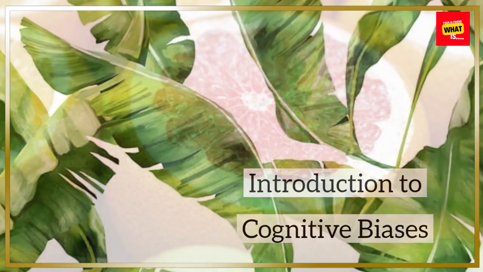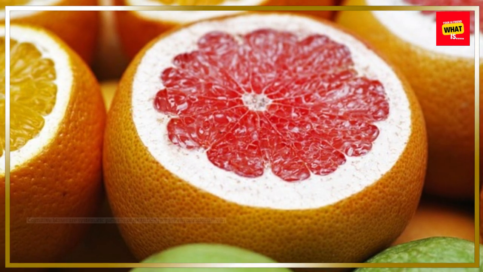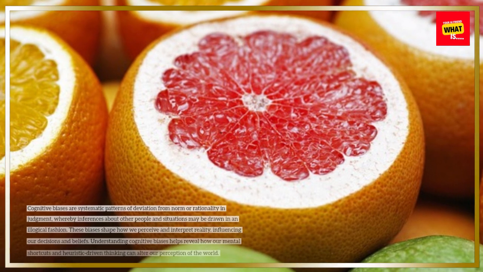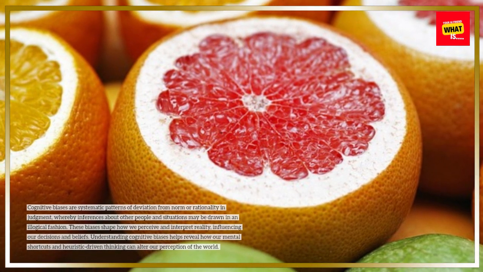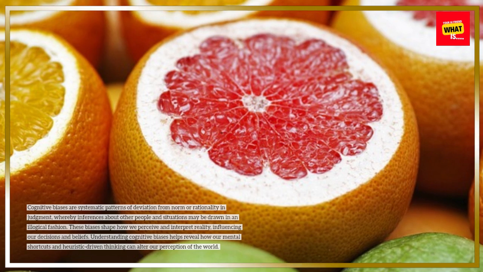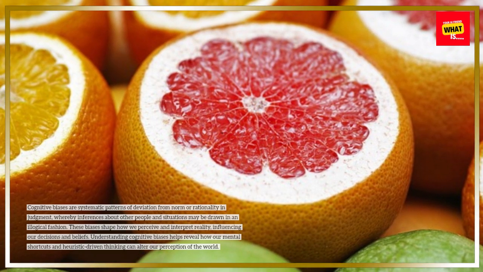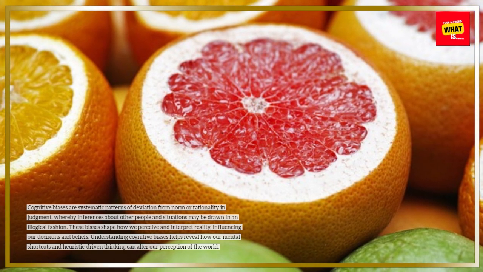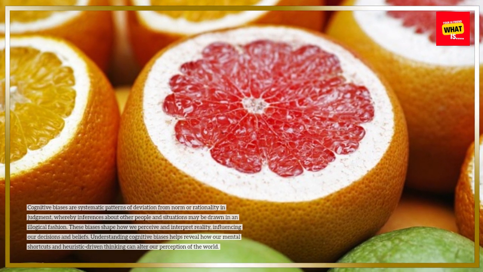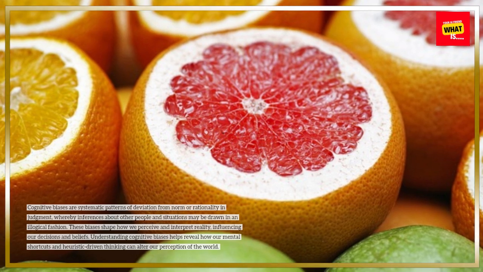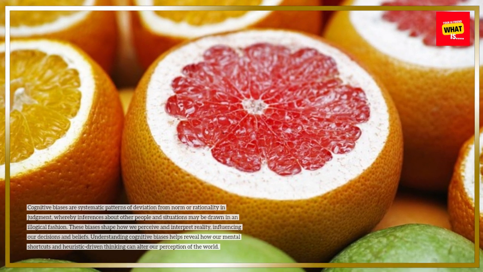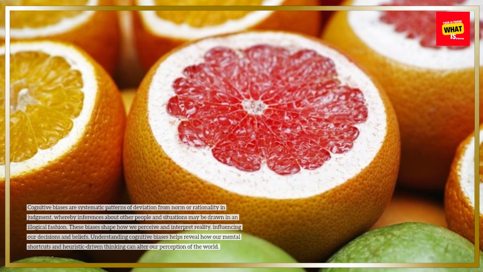Introduction to cognitive biases. Cognitive biases are systematic patterns of deviation from norm or rationality in judgment, whereby inferences about other people and situations may be drawn in an illogical fashion. These biases shape how we perceive and interpret reality, influencing our decisions and beliefs. Understanding cognitive biases helps reveal how our mental shortcuts and heuristic-driven thinking can alter our perception of the world.